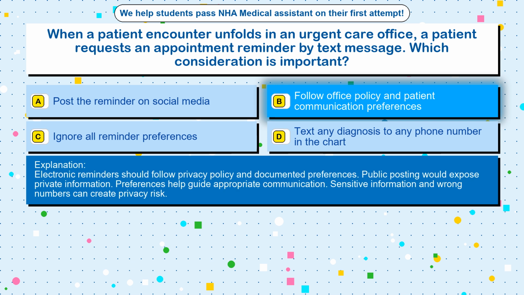Electronic reminders should follow privacy policy and documented preferences. Public posting would expose private information. Preferences help guide appropriate communication. Sensitive information and wrong numbers can create privacy risk.